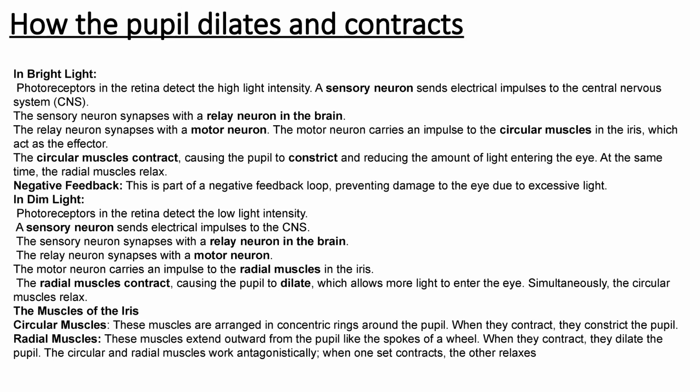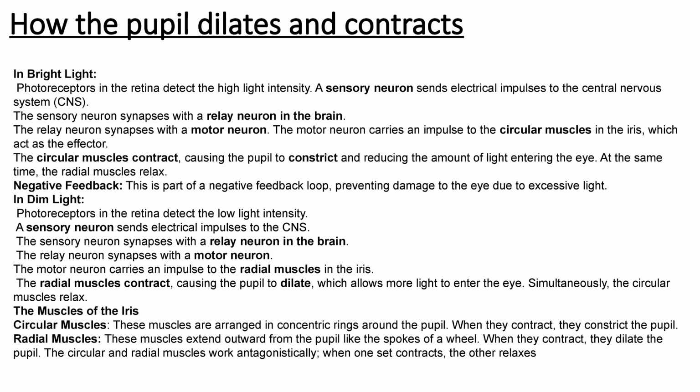Let's now look at how the pupil dilates and contracts. In bright light, photoreceptors in the retina detect the high light intensity. A sensory neuron then sends electrical impulses to the central nervous system. The sensory neuron synapses with a relay neuron in the brain. The relay neuron in turn synapses with the motor neuron. The motor neuron carries an impulse to the circular muscles in the iris, which acts as the effector. The circular muscles contract, causing the pupil to constrict and reducing the amount of light entering the eye. At the same time, the radial muscles relax.